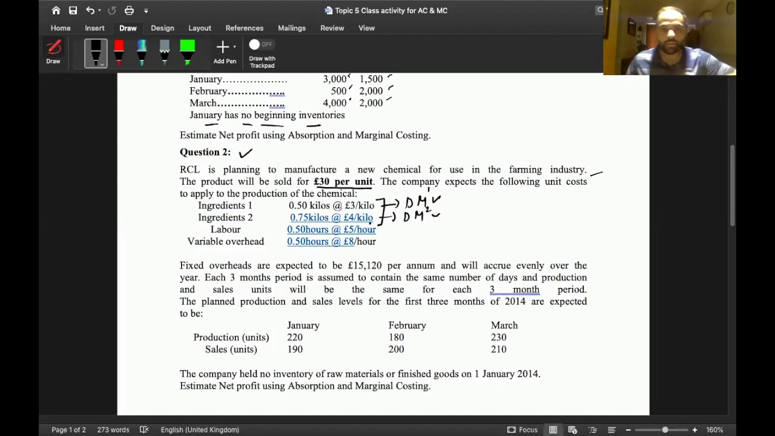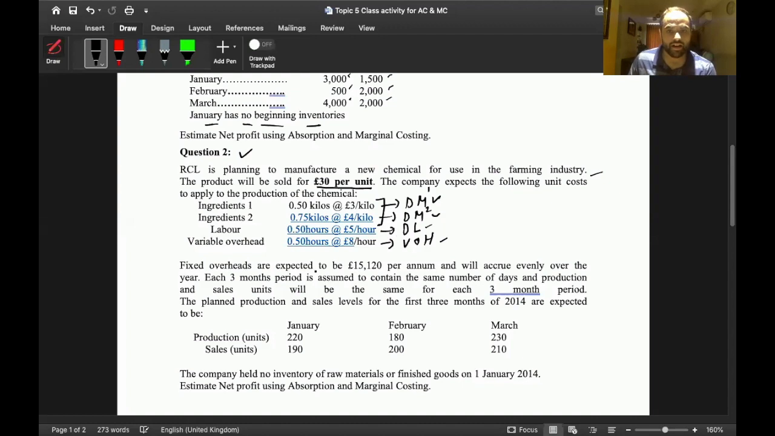Right? Labor. Your labor is 5 pounds per hour. And labor work, let's say 0.5 hours. So 0.50 multiply by 5. So that will be your direct labor, right? And that's your variable overheads, which is 0.50 multiply by 8 pounds, which is 4 pounds. All right, this is your variable overheads.